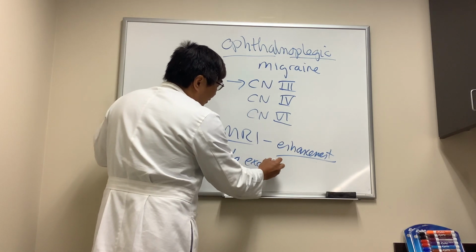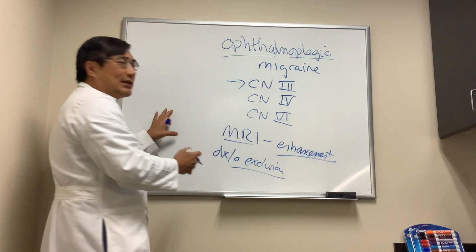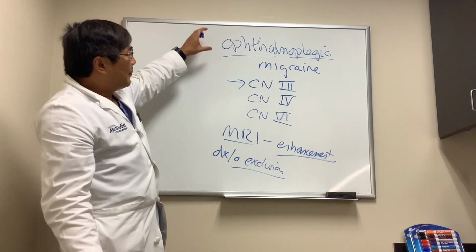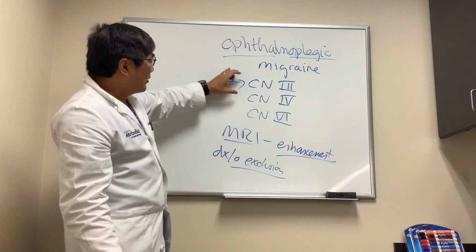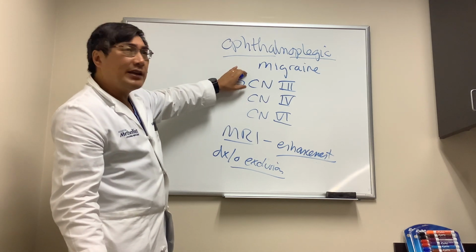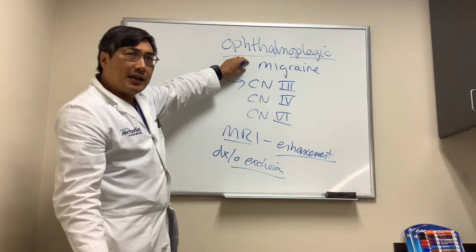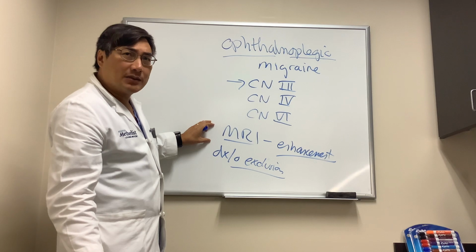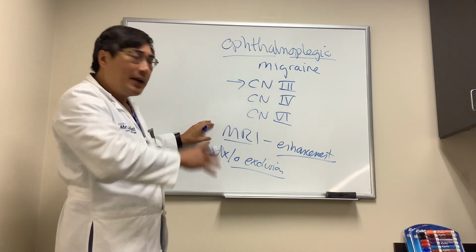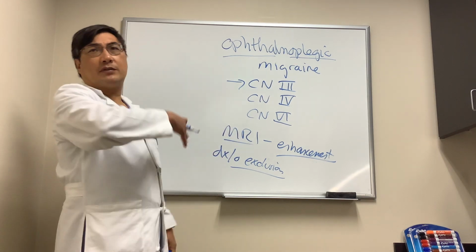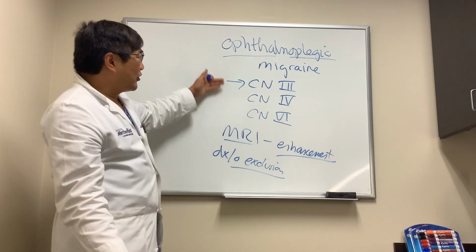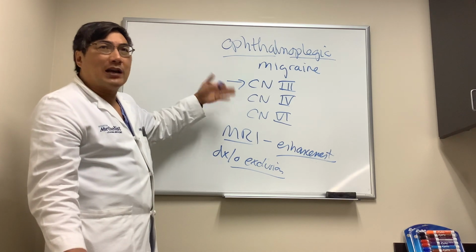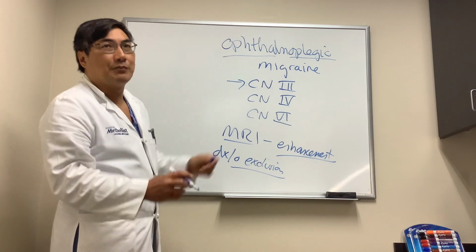And so we're going to have multiple recurrent stereotyped episodes of ophthalmoplegia. It can look like 3, 4, or 6, but usually 3, in a patient who has a migraine headache afterwards. And if the MR is abnormal, it shows enhancement of the nerve that resolves over time. It's a diagnosis of exclusion because you have to make sure it's not these other things. After it starts happening maybe 2, 3 times, you stop working it up and you just call it ophthalmoplegic migraine.